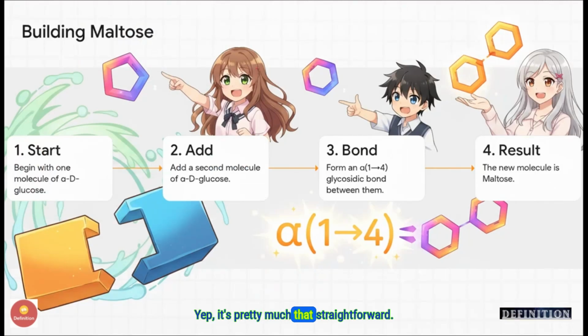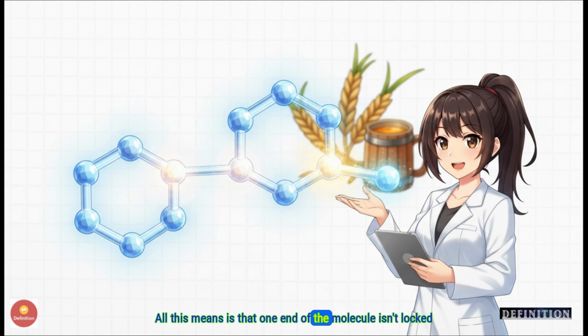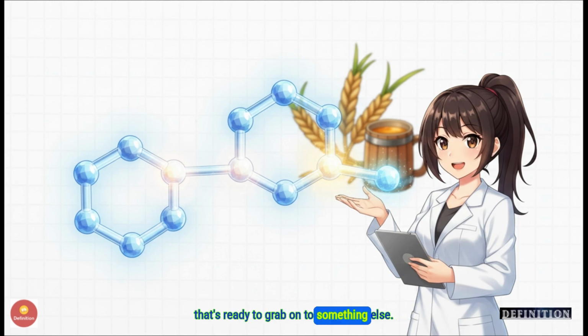Yep, it's pretty much that straightforward. You take two of our glucose bricks and you snap them together with a very specific alpha-1,4-glycosidic bond, and poof, you get maltose. And that specific link right there, it's absolutely crucial. So, at its heart, maltose is just a pair of glucose molecules linked together in a super precise way. This gives it its common name, malt sugar, and a really key chemical property. It's a reducing sugar. All this means is that one end of the molecule isn't locked into the bond. It's chemically free to react, almost like it has a free hand that's ready to grab onto something else.